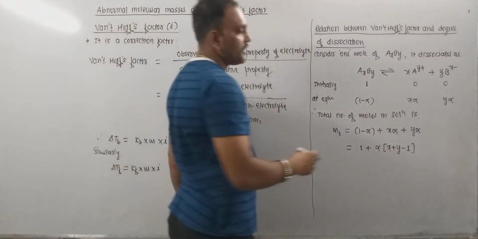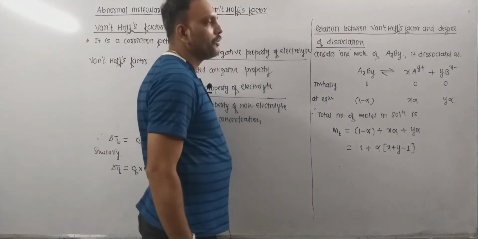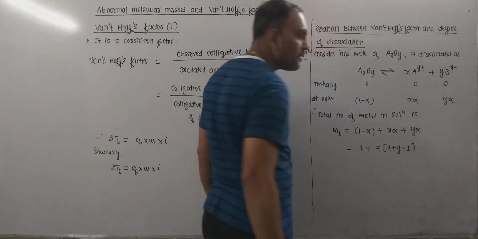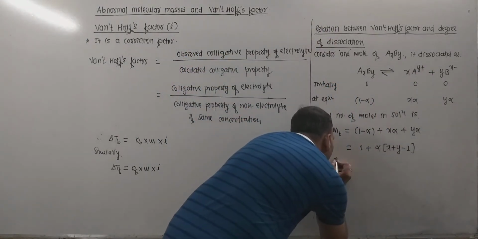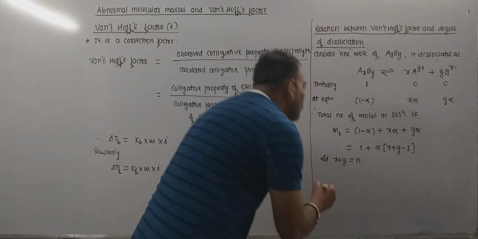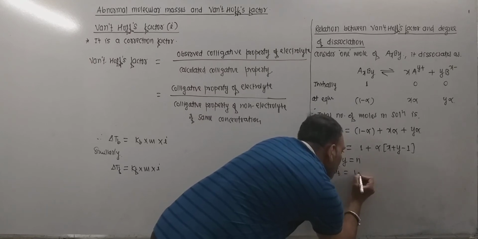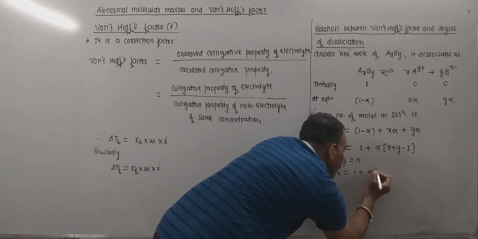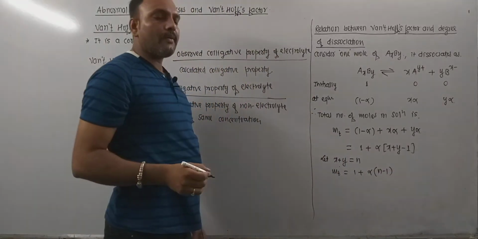Now x plus y gives the total number of ions in the solution. So let x plus y be n, then the total moles is equal to 1 plus alpha into (n minus 1). Now Van't Hoff factor.